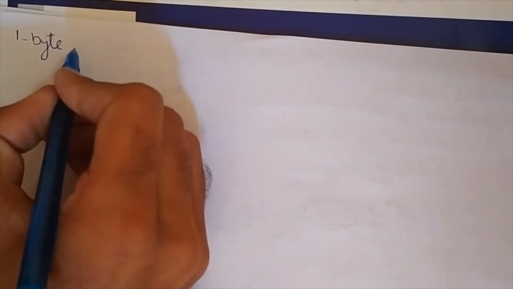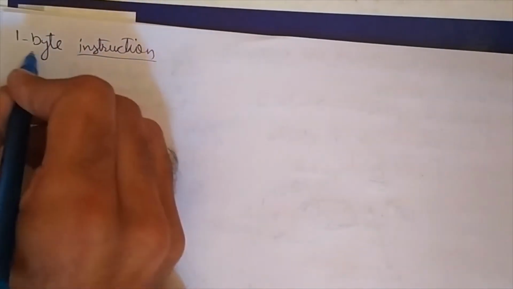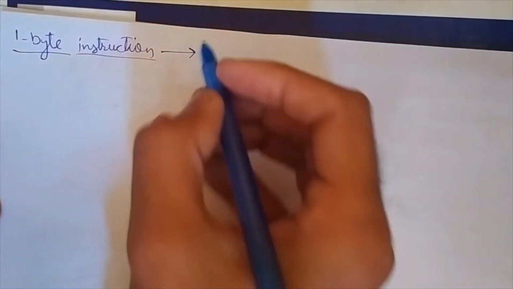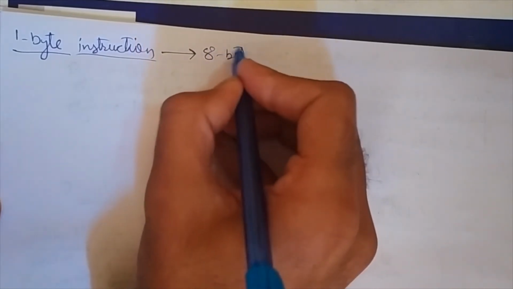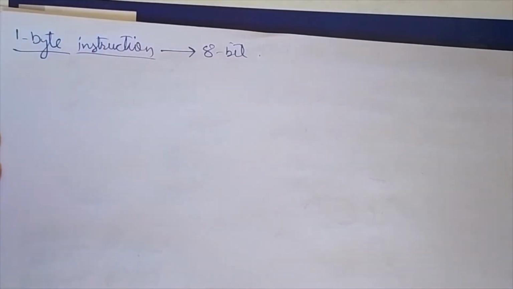And as I said, there are three different types of instructions. There is a 1-byte instruction, an instruction that is stored in a single byte, or we can say it is an 8-bit instruction. A 2-byte instruction is an instruction that uses 2 bytes to store itself. And the 3-byte uses 3 bytes to store the instruction. So let's take the example of a 1-byte instruction.